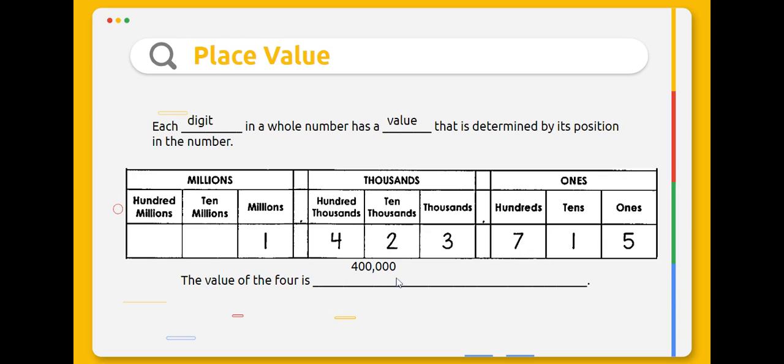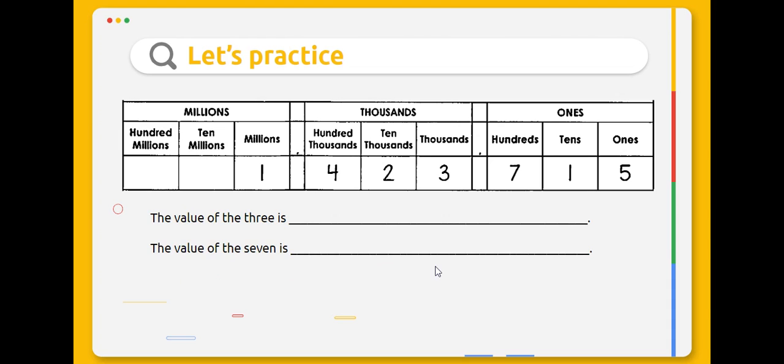I could also write this in word form and I could say 400,000. So what I would have to do is write the number 4 in word form, so four, and then take the place value. All right, let's practice this.